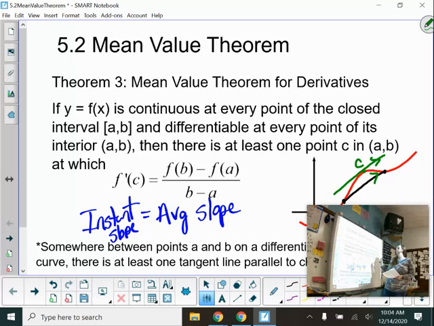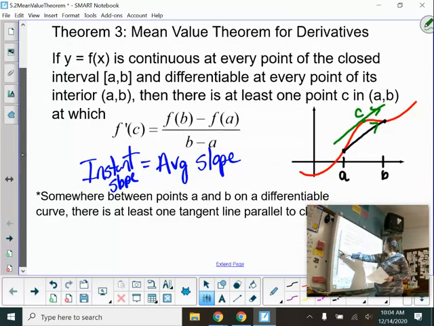So that means if you take any point c, which is in between a and b, and you take the derivative at that point, that's your instant slope. Or rather, you're not really picking the c here. You have your a to b interval. The average slope, that secant from a to b, there has to be at least one place where the derivative is equal to what that instant slope is.